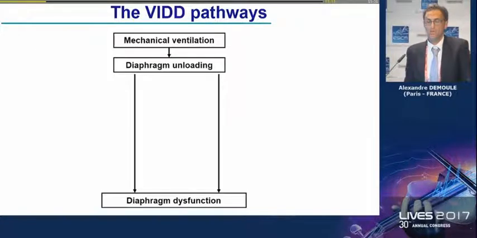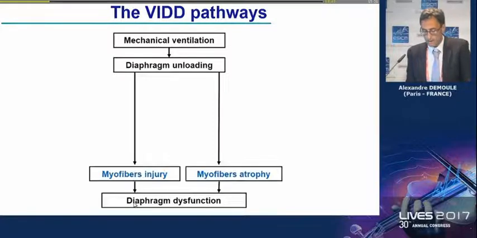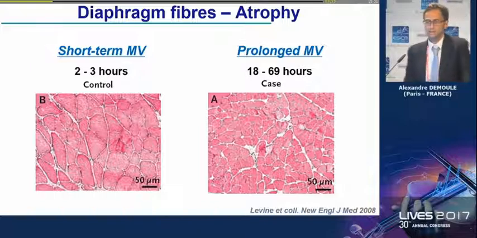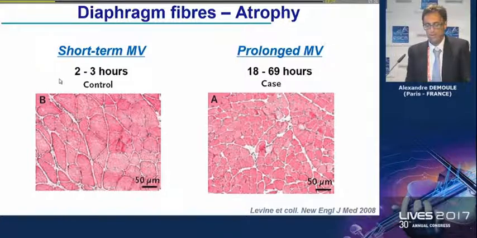So as soon as we start mechanical ventilation, we unload the diaphragm, and this creates diaphragm dysfunction. Why? Because this unloading causes myofiber injury and myofiber atrophy. This atrophy has also been very elegantly observed by the team from Levine. They compared patients who had very short mechanical ventilation of 2-3 hours for surgery, and other patients who had prolonged mechanical ventilation. They showed that in patients with prolonged mechanical ventilation, the size of the fibers was highly reduced, and there was severe atrophy.